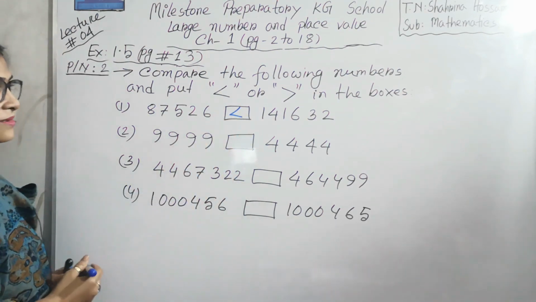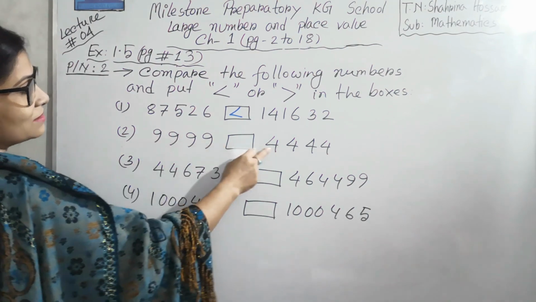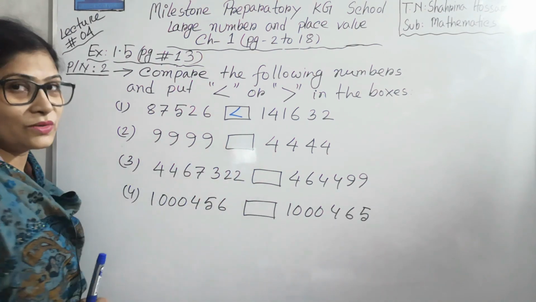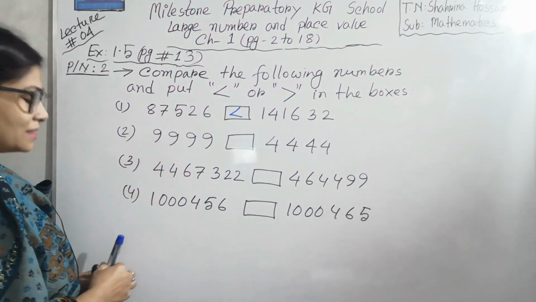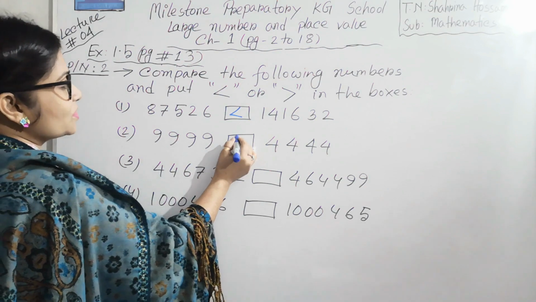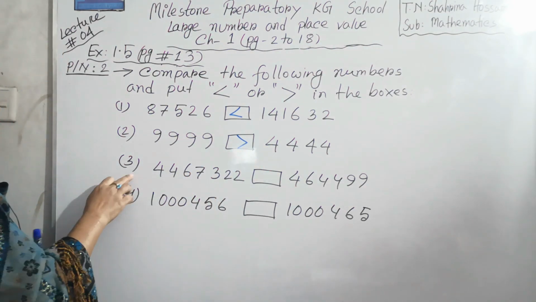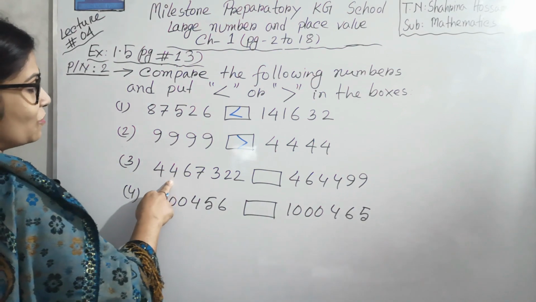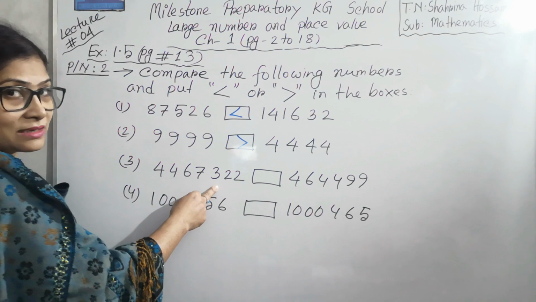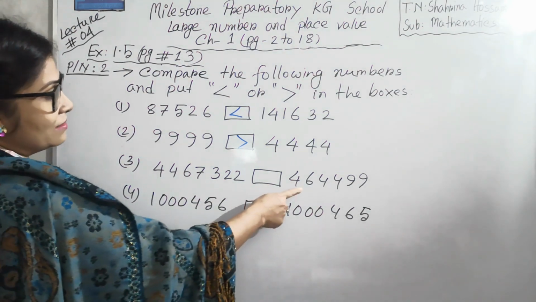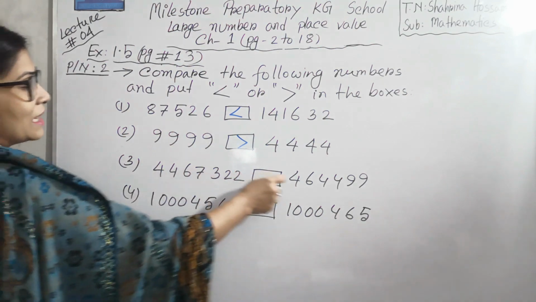Okay, fine. Now let's come to the second number. This is 9,000, this is 4,000. Easily we can understand. Left side number is bigger. So here is the greater sign. Number 3, there is 44,67,322 and the right side number is only 4 lakh, 44 and 4.